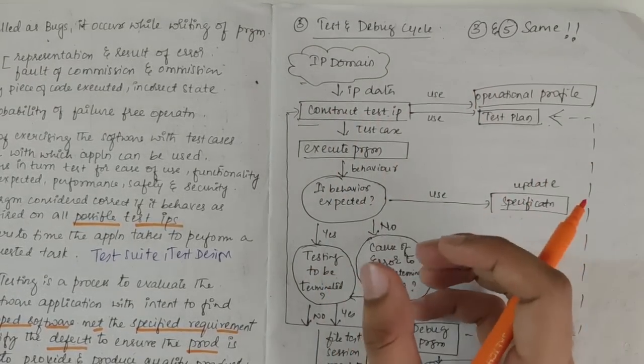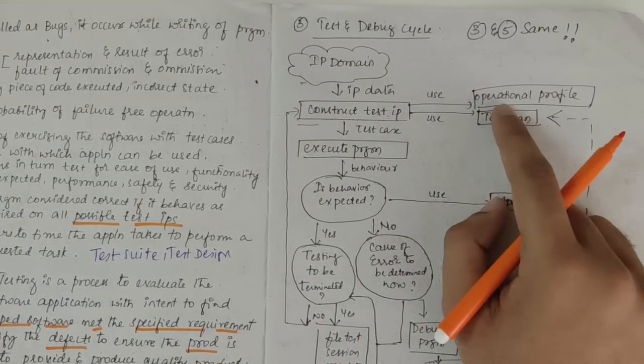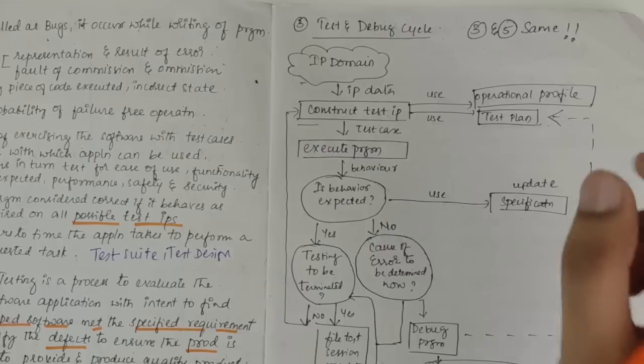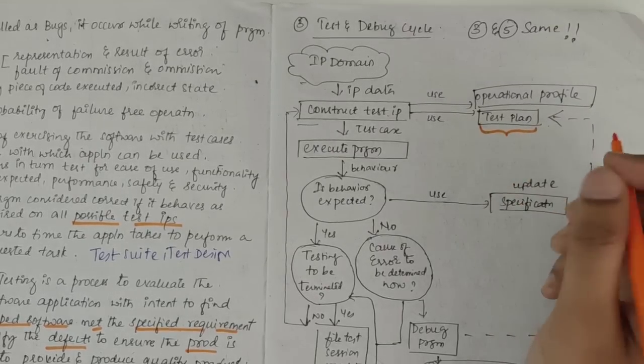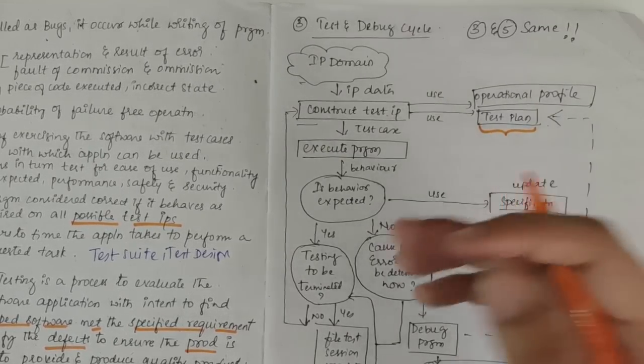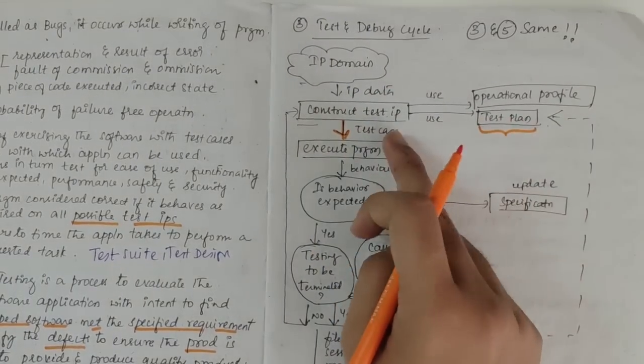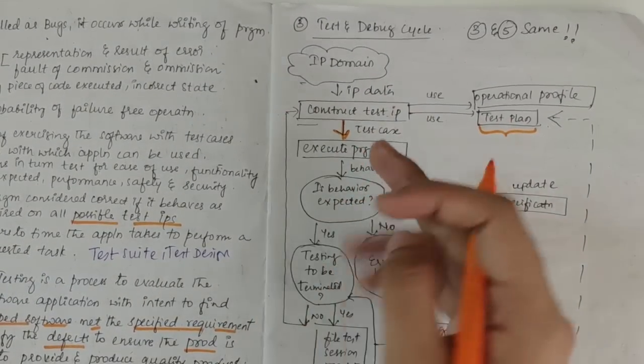So this test input would be utilized to create the operational profile. Then along with that, we also deduce the test plan here. Test plan is the plan through which our execution of test cases happen. So after this, we'll derive one by one test case. Taking the first test case, we'll execute it with the program.